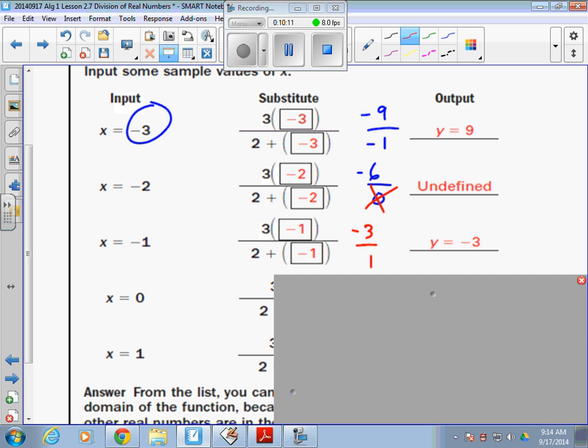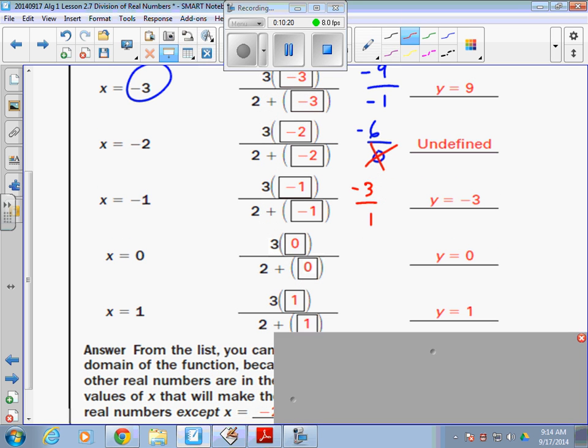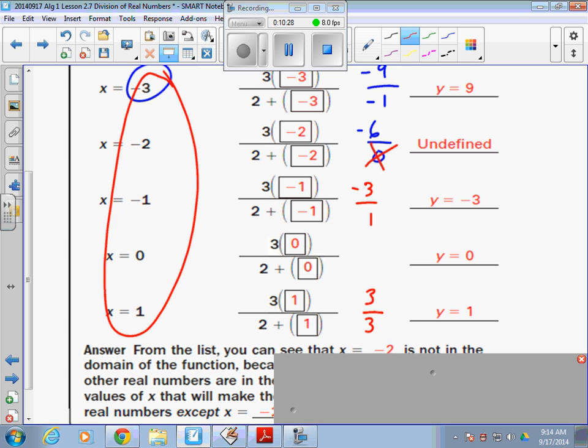When you plug in 0, 3 times 0 is going to be 0. 0 divided by anything is going to be 0. And then when you plug in 1, 3 times 1 is 3. 2 plus 1 is 3. 3 divided by 3 is 1. So here's all your values when you plug in these sample values from negative 3 to positive 1. You get 9, undefined, negative 3, 0, and positive 1.